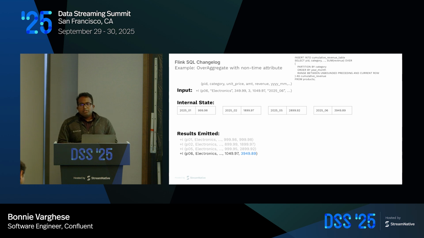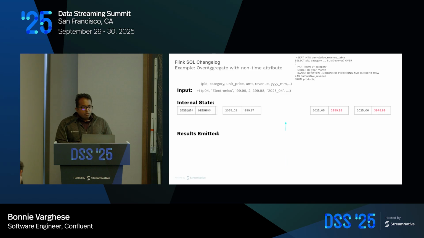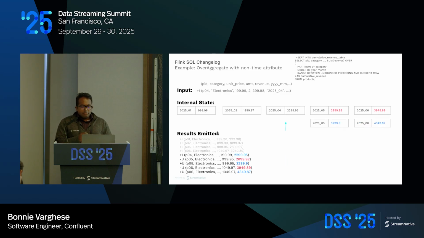Now let's see what happens when an out of order insert comes in. P04 comes in. It's inserted in the right position in the state, and once it's inserted into the state, we emit +I for the P04 product. But if you see all the values that are in the state after P04, that is basically P05 and P06, they are incorrect now. So we need to send retracts for those, that is -U, followed by an updated value for those.